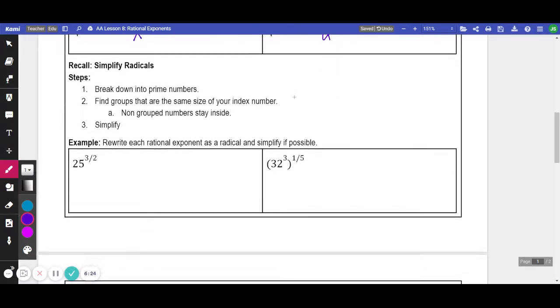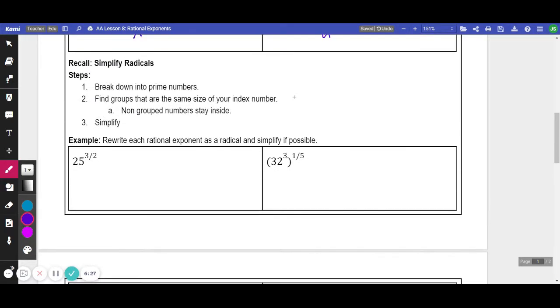Okay, so now we're going to simplify some radicals. We're building up to solving them, but remember today is just practice, going back and forth and getting familiar with them. So we're going to break them down into prime numbers. We did this earlier in the year. If you were with me, we did the birthday cake. If you were with Mrs. Wood, she does the factor tree. It doesn't matter. Pick something you like. It does not matter what you do. But we're going to rewrite as a radical and then simplify if possible.